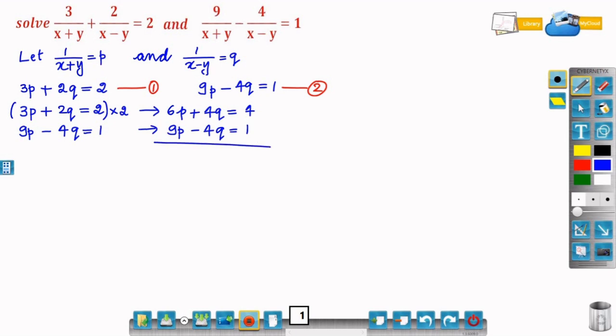Now see here, plus 4q minus 4q getting cancelled. Don't change the sign here. 6p plus 9p is 15p. 4 plus 1 is 5. So p is equal to 5 by 15. 5 ones are 5, 5 threes are 15. So p is equal to 1 by 3.